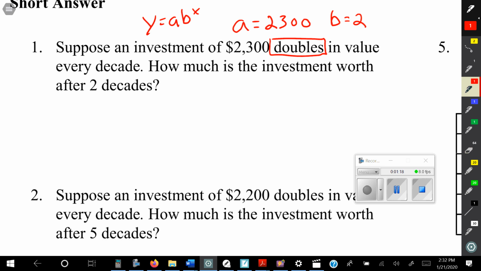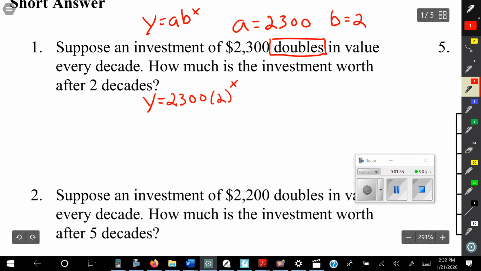Okay, so now we're going to write the function with our a and b. So we have y is equal to a, which is 2,300, and b, which is 2, raised to the x. But we know what the x is on this, so we're doing more than just writing the equation. We're going to figure out what happens in 2 decades. So we do that by plugging that in. Take the 2 and raise it to whatever our x is, which is 2 decades.